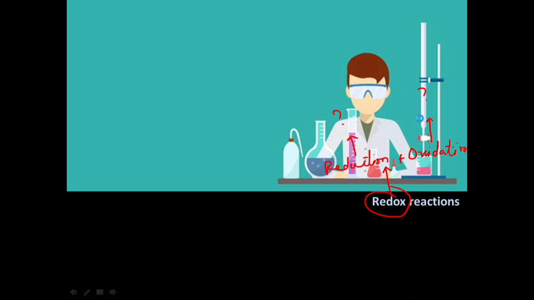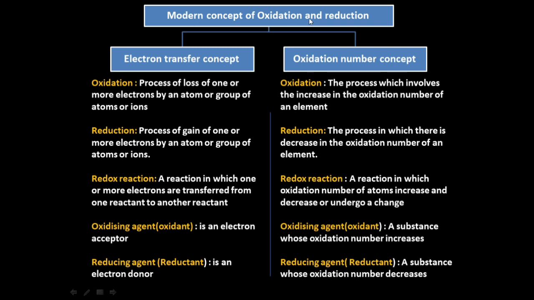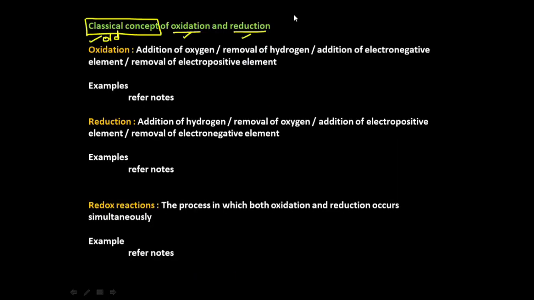First, as I told you earlier, we will define what is oxidation and what is reduction. Defining oxidation and reduction by classical concept. Classical concept means old concept, how in olden days, old chemistry, they defined oxidation and reduction. Once we complete this, we will define oxidation and reduction using the modern concept, that is, how present chemistry deals with the definition of oxidation and reduction. So first we'll start with the classical concept of oxidation and reduction.